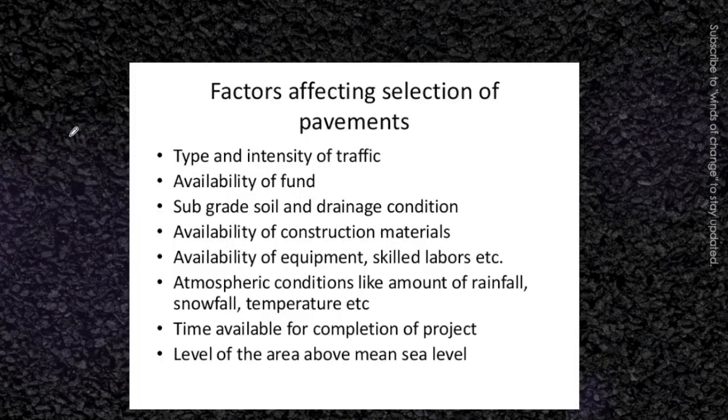What are the other factors that affect the selection of the pavement? This is availability of fund also, subgrade soil and drainage condition also, availability of construction material, availability of equipment, labor, atmospheric condition like rainfall, snowfall, temperature, time availability, as well as the topography or level of the area above MSL, that is the elevation of the land. Okay, so these factors should be kept in mind for selection of the pavement type.